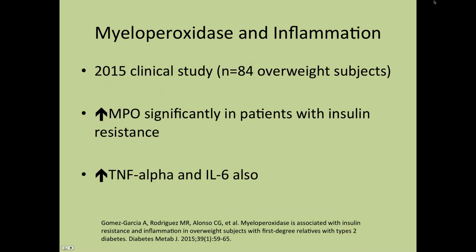This is a 2015 study in overweight people, 84 overweight subjects. Myeloperoxidase was significantly higher in people with insulin resistance, along with TNF-alpha and IL-6. This is the Diabetes Metabolism Journal. It's a really interesting study that just came out, and it makes sense, right? People with insulin resistance end up plaquing their arteries more. I don't know anyone that's insulin resistant and has an elevated MPO. It's an immediate aged garlic extract recommendation.